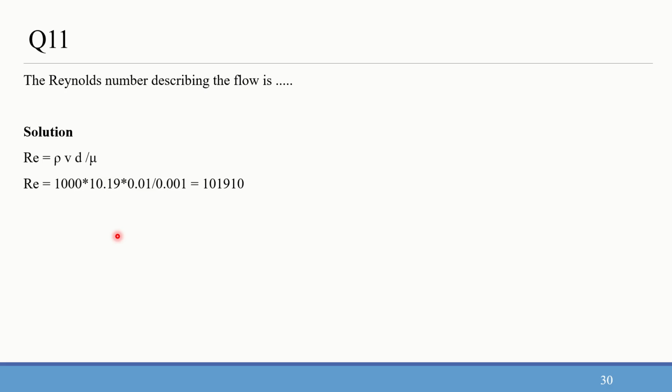After that, if we substitute it, what will we get? 10.19 into 1000 divided by 0.01, so it is 101,900 or 101,910. So that is the Reynolds number. So Reynolds number describing the flow is therefore 101,910. Now moving on to question 12.